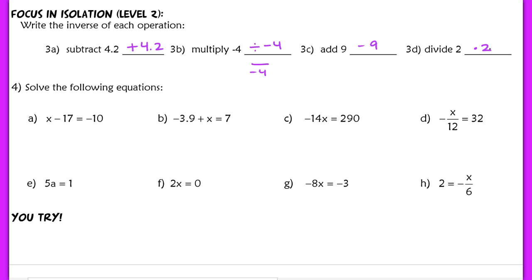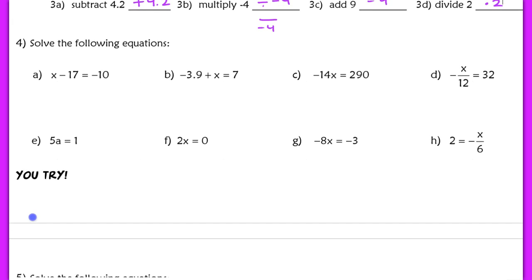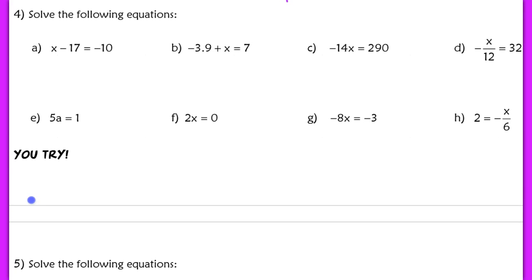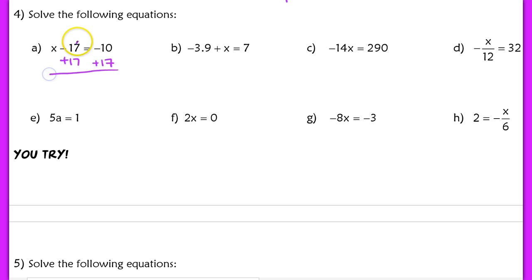So we're going to use that idea now in question 4 here, where it says to solve the equations, we're going to use the inverse operation in order to solve for the variable. So here when I look at number 4a, it says x minus 17 is equal to negative 10. I am going to add 10 because I have x minus 17, so I'm subtracting. I'm going to use the inverse operation, and I'm going to do that to both sides of the equation here so that I end up with x equaling a positive 7.